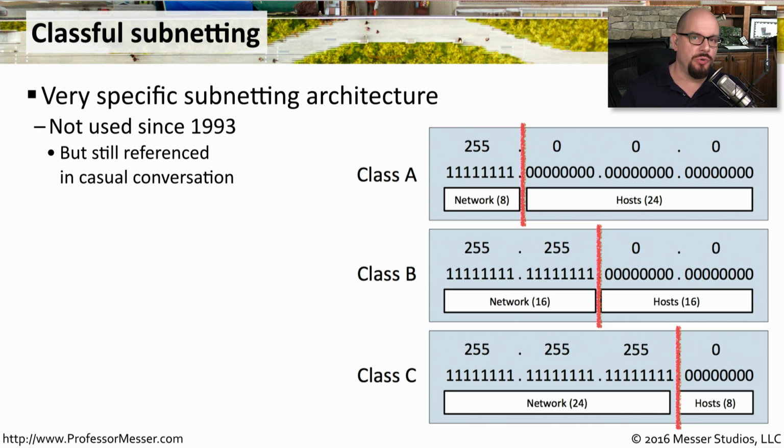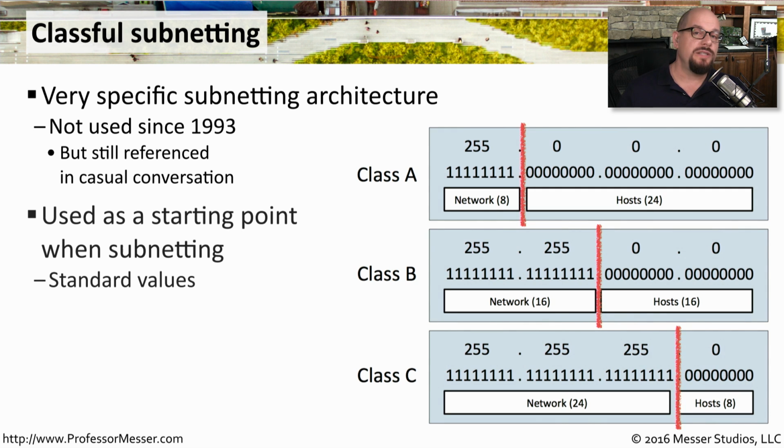So we really haven't used this method of automatic subnet masking since 1993, but we still use these terms in casual conversation. We might have a network that's a 192.168.1.1, and somebody might ask, what's the subnet mask on this network? And we'll simply say, it's a Class C, which is a much faster way than saying, oh, it's 255.255.255.0. The reason we still reference these class-based subnet masks is that they become a starting point if we ever want to provide any additional subnetting to a particular IP address range.